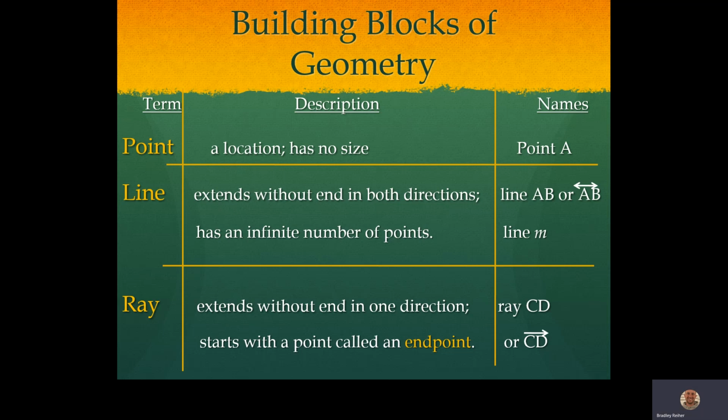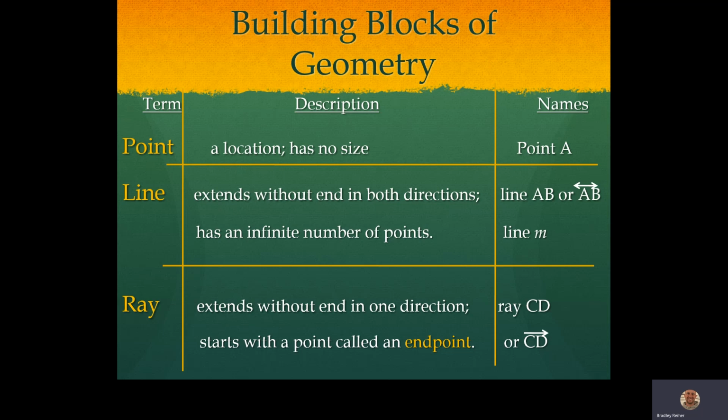So notice how they gave you an example here where we named ray CD. That's the ray that starts at point C and goes forever in the direction of D. The shorthand notation looks like this down here: you have the capital C and the capital D with a small ray above. Notice how the ray points to the right.